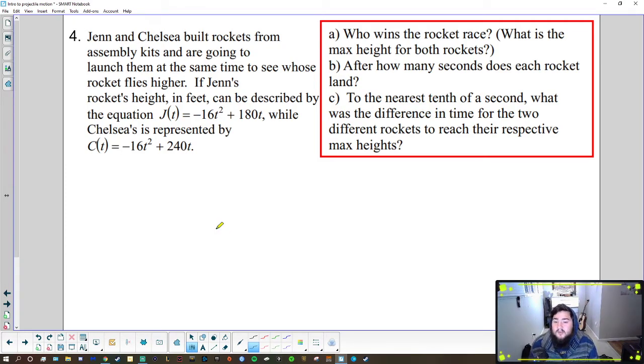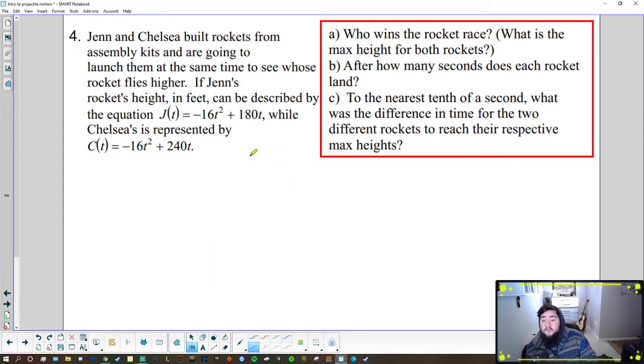Jen and Chelsea build rockets from assembly kits and are going to launch them at the same time to see whose rocket flies higher. If Jen's rocket's height in feet can be described by the equation J of t, while Chelsea's is represented by C of t, we want to know who wins the rocket race. So what is the max height for both rockets? After how many seconds does each rocket land? And then, to the nearest tenth of a second, what was the difference in time for the 2 different rockets to reach their respective heights?